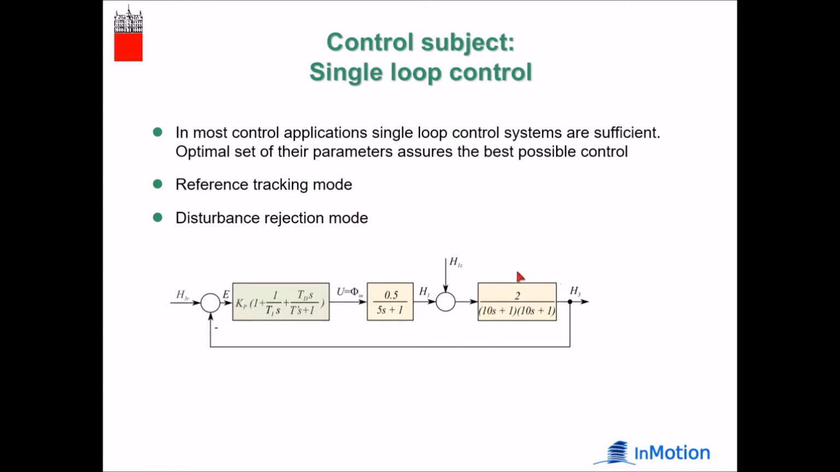the plant. As we introduce 2 inputs, reference and disturbance, we also talk about 2 controller modes, about reference tracking mode and about disturbance rejection mode. It is important to talk about 2 modes because the settings of the PID controller are different for the reference tracking mode and for the disturbance rejection mode.